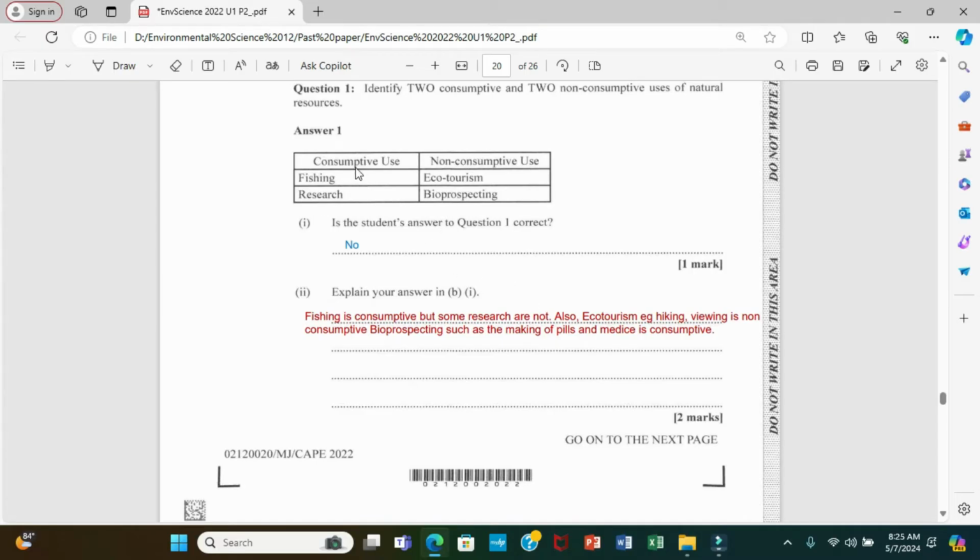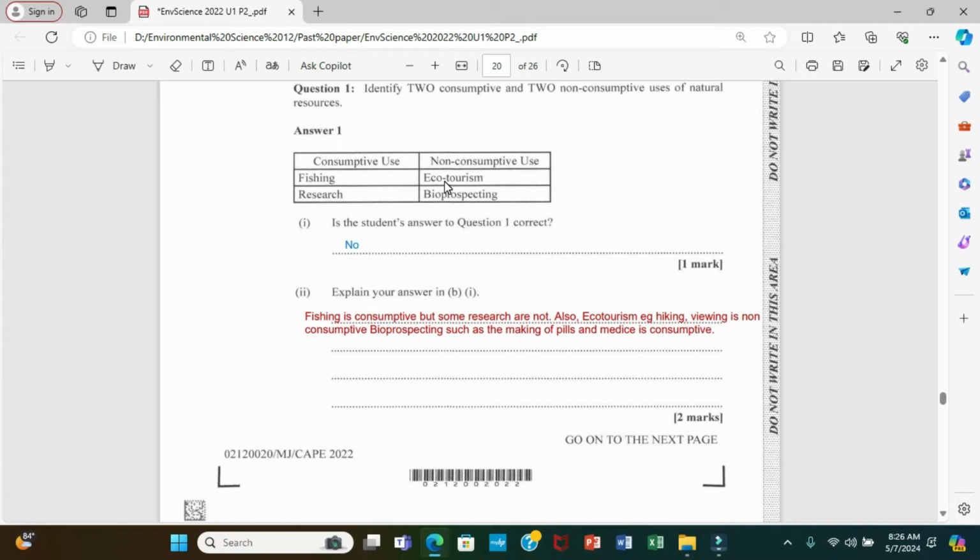Consumptive, guys, means the resource is used up in the process. Right. So like the fish, when the fishermen catch fish and they're going to eat the fish, the fish no longer exists. The fish is used up.